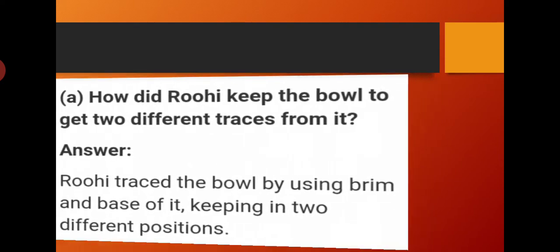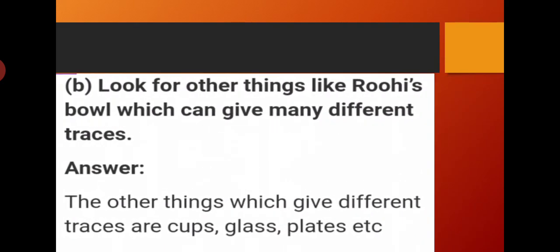Next question. Look for other things like Ruhi's ball which can give many different traces. So other things also you have to make traces of. Just you can take three other things. The other things which give different traces are cups, glasses and plates. You can take a cup and you can make two different traces of it. Then you can take a glass, make two different traces. Then you can take a small plate and make two different traces.